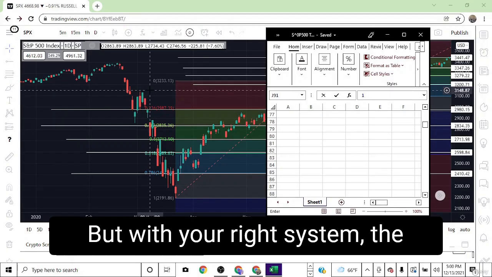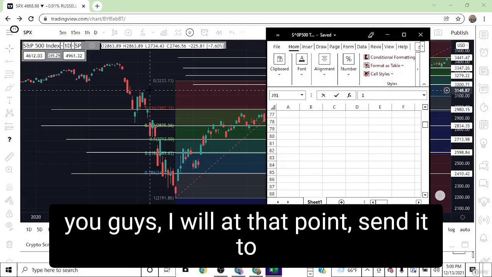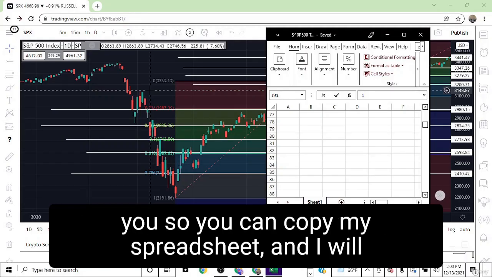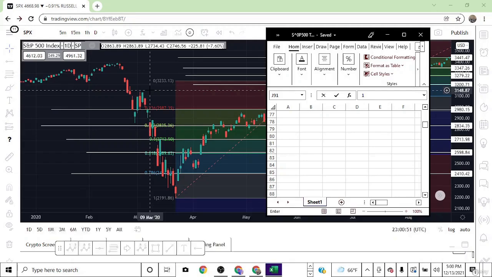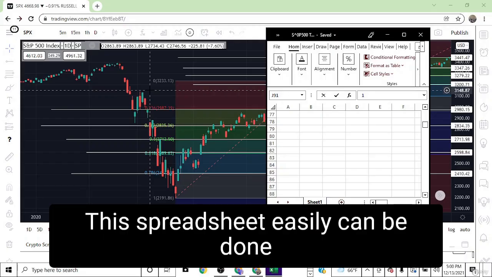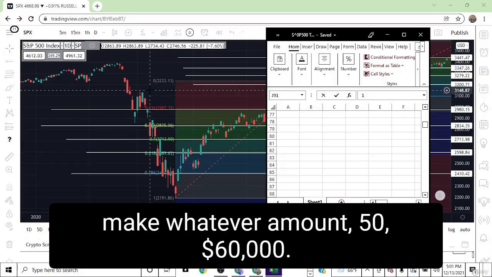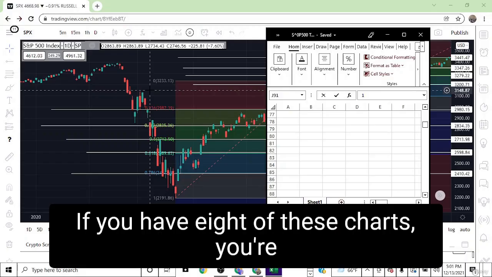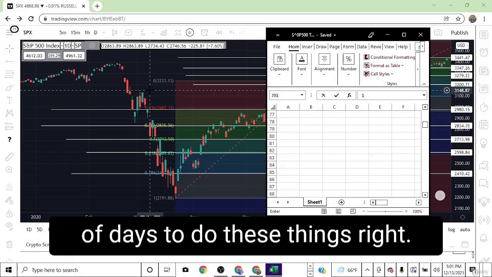But with the right system, once I get the spreadsheet set out for you guys, I will send it to you so you can copy my spreadsheet. I will have it very effective, where it's just a matter of you having one computer over, clicking, and then you're clicking on the other computer. Click, click, click, click. This spreadsheet easily can be done in less than an hour. Is it worth an hour to make whatever amount, 20, 30, 50, 60,000 dollars? Is it worth an hour? If you have eight of these charts, you're going to wind up taking a couple of days to do these things, right?